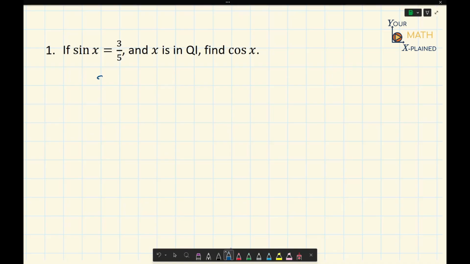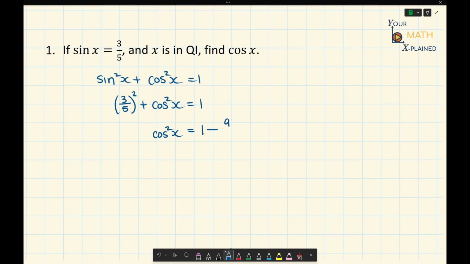So we're going to start with our identity, which is sine squared x plus cos squared x is equal to 1. Since we know that sine x is equal to 3 over 5, substituting the value in would give us (3 over 5) squared plus cos squared x is equal to 1. Now subtracting (3 over 5) squared from both sides will give us cos squared x is equal to 1 minus, and (3 over 5) squared is just 9 over 25. So therefore, cos squared x is equal to 16 over 25.